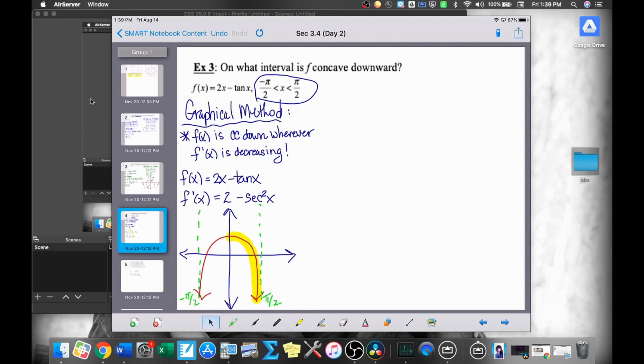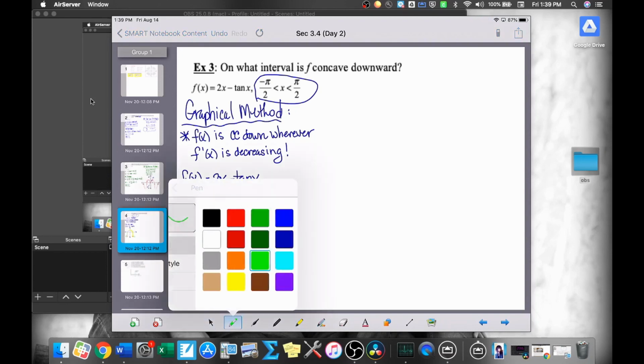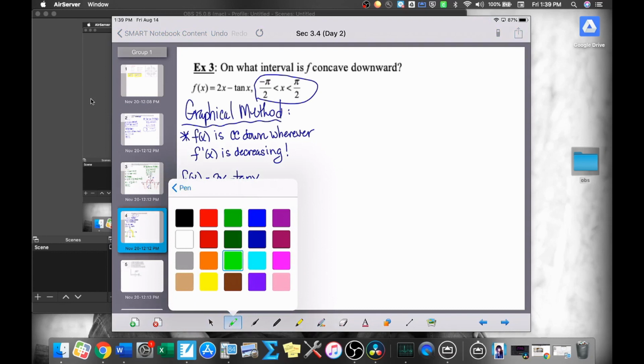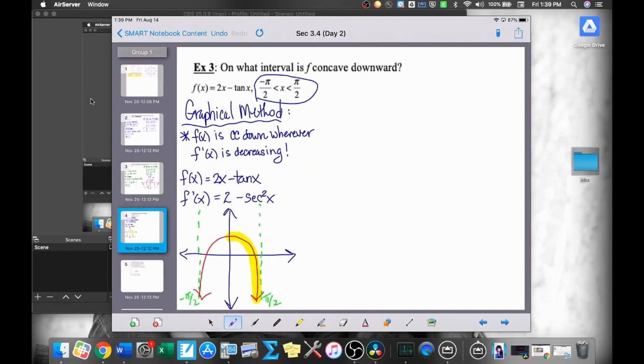So we would say that the answer to our question, where is f of x concave down? F of x is concave down on the interval from 0 to pi over 2. And this is how we would solve this problem graphically. But I did mention that we could also look at this problem algebraically.